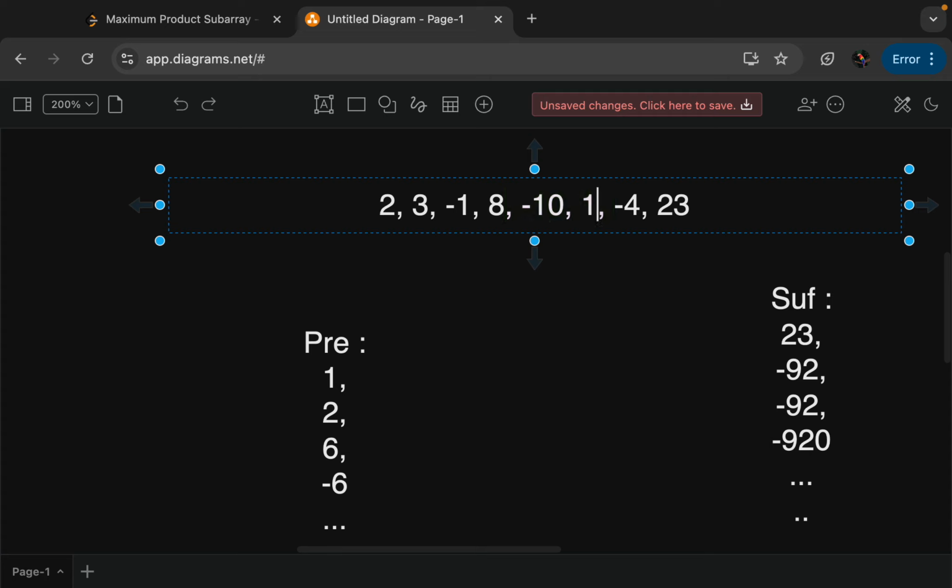And for positive numbers, say for 2, the suffix would be 0, and the prefix would be this entire array. For 3, 2 would be the prefix, and this would be the suffix. So let's understand how this solution works and why it works.